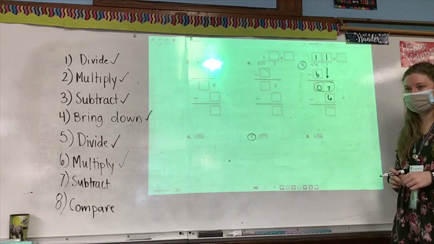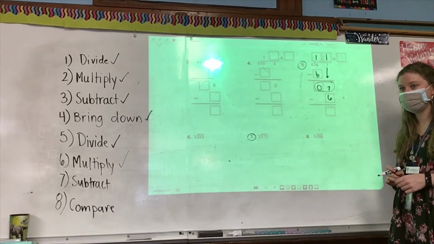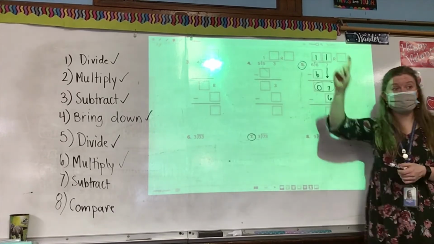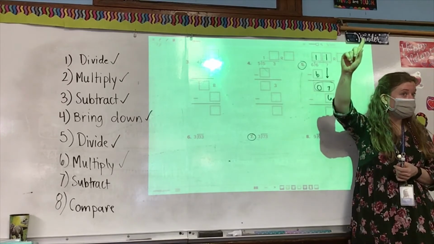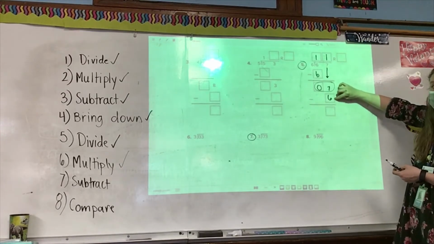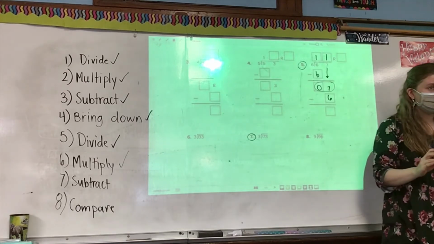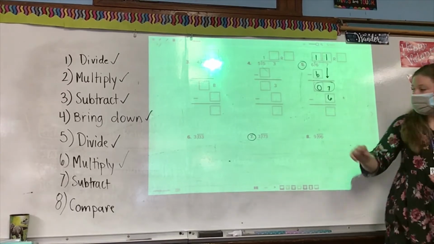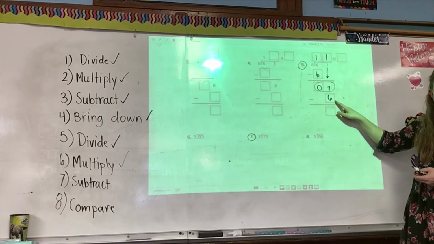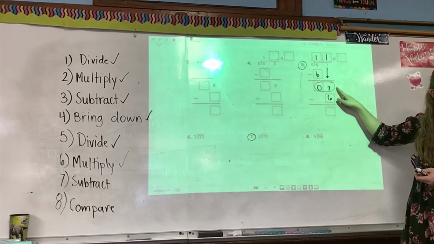Subtract. What am I subtracting? 7 minus 6. So what we can say is we're subtracting the answer to the multiplication problem from our new dividend. That's how we can say that in words. I'll say it one more time. We're subtracting the answer to the multiplication problem from the new dividend.